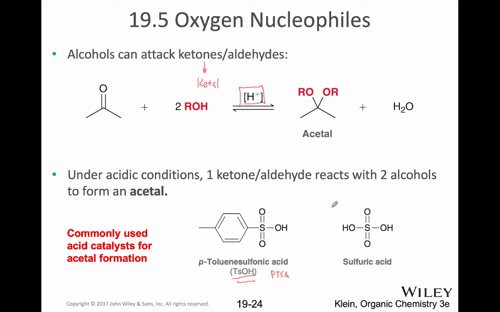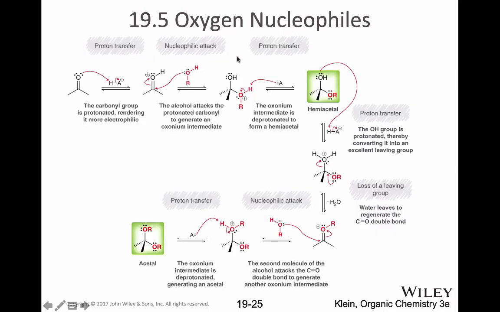So let's go over mechanistically how this works. And remember, we're under acidic conditions. Because we're under acidic conditions here, let's not worry about the exact identity of the acid. Whatever the acid is, you're going to protonate the carbonyl. That's going to make this carbon more electrophilic. So the oxygen of my alcohol, which is a weak nucleophile, is going to attack the carbon of the protonated carbonyl. That makes this intermediate here, where the oxonium has moved from this oxygen to this oxygen.